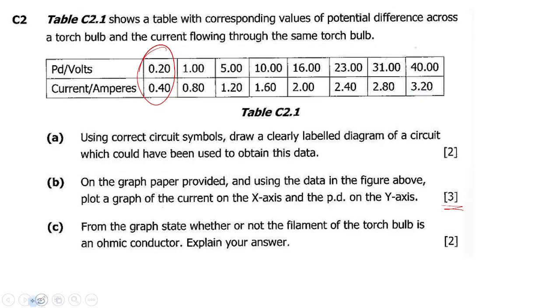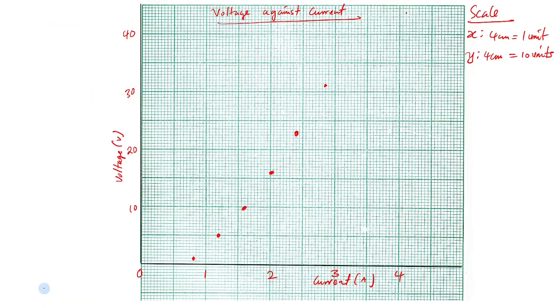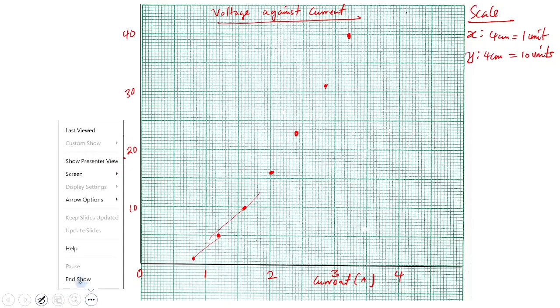Then 3.2 comma 40. 3.2. 3.2 comma 40. So 40 is here. 3.1, 3.2 there. So this is not a straight line. So that other point which I missed, maybe we are going to be here, but I'm not going to show it. I'll just connect this one. So this one is not going to be a straight line graph, as you can see.